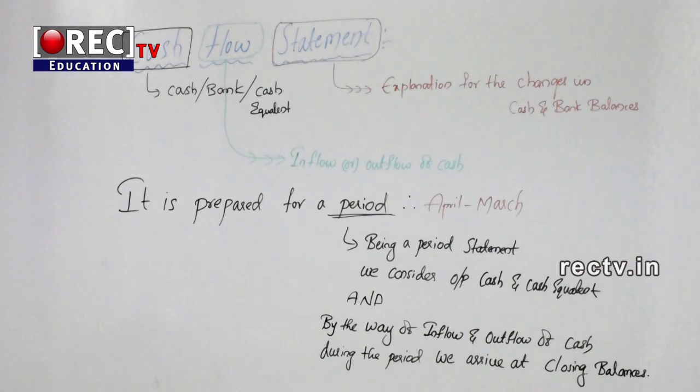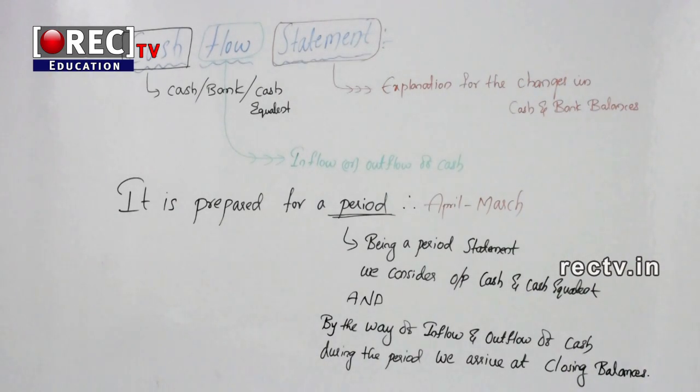Here cash refers to cash or bank or cash equivalent. Cash equivalent means something which is readily realizable in cash within a short period. And what is the flow? Here flow refers to inflow or outflow of cash, and the statement refers to the explanation for the changes in cash and bank balance. In simple terms, CFS is a statement of changes in cash and cash equivalent, and it is prepared for a period, that is April to March.